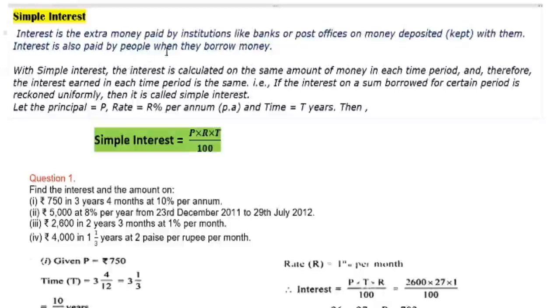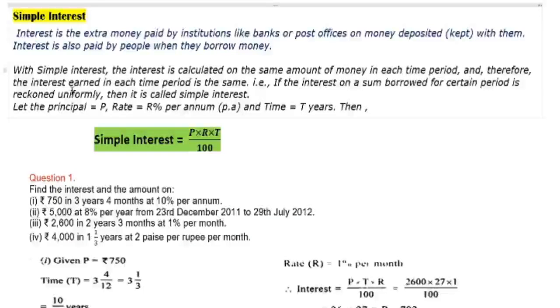Interest is the extra money paid by an institution like a bank or post office on money deposited with them. And interest is also paid by people when they borrow money. With simple interest, the interest is calculated on the same amount of money in each time period, and therefore the interest earned in each time period is the same.